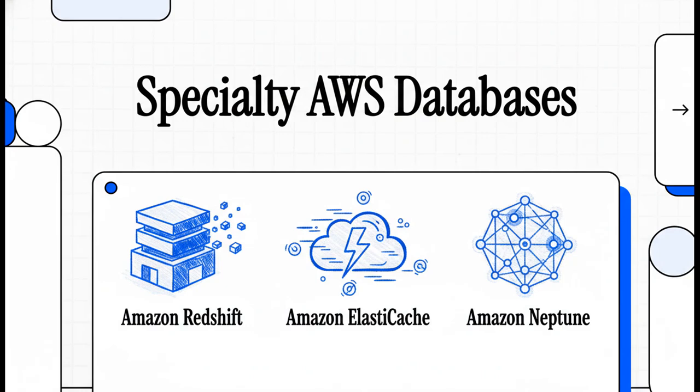So, you're studying for the AWS Cloud Practitioner exam, and let's be honest, the database section can feel like a lot to take in. Well, today, we're going to cut through the noise. We're going to focus on three specialty databases that you absolutely need to know: Redshift, ElastiCache, and Neptune. By the end of this, you'll be able to tell them apart, no problem.